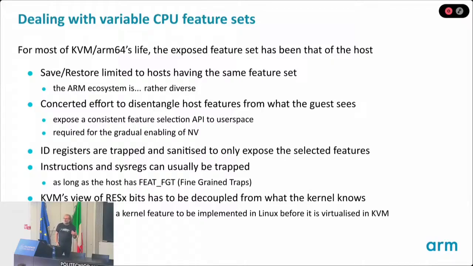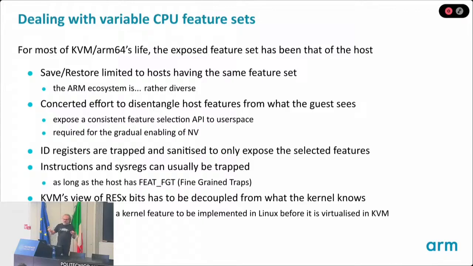But that's also more or less required to enable NV in a gradual way. It wouldn't be possible to enable everything in one go. We just don't have the manpower for that. So we start by trapping all the ID registers. We sanitize that to expose only the features we have. We try really hard to hide unimplemented instructions by using traps and injecting undef back into the guest. And also we decouple the view that KVM has of the reserved bits from what the host sees.